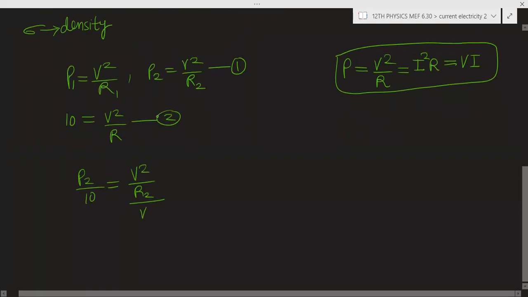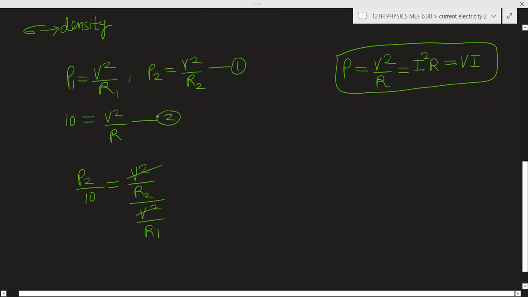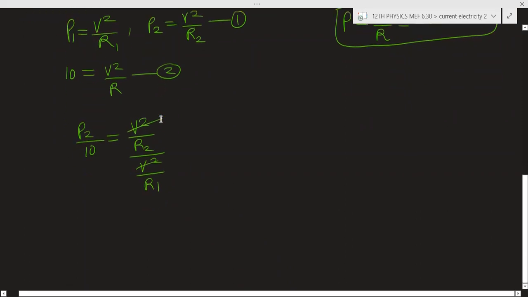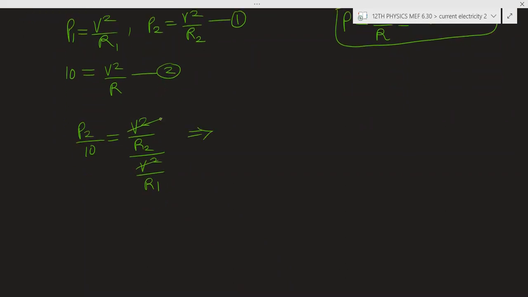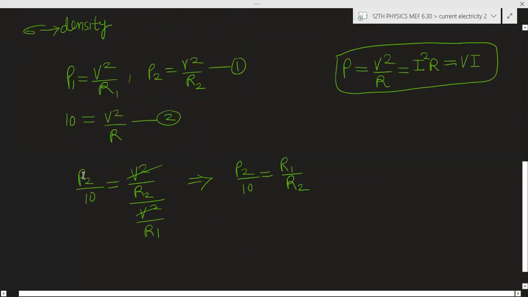And after that, you will write V square by R1. So this V square and V square will get cancelled out, and you will get P2 divided by 10 is equal to R1 divided by R2. That is why I have applied this formula, because from here V and V will get cancelled out and solving the question for us will become easy.